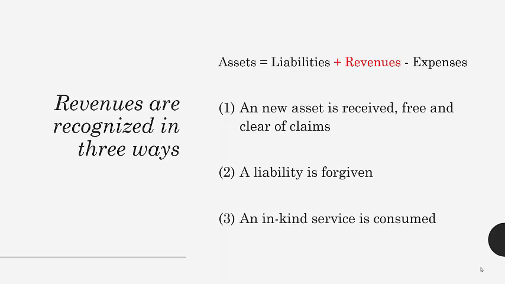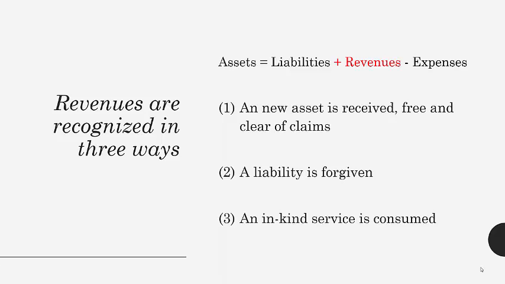The second way a revenue can be recognized is when a liability is forgiven. When this happens, the asset values that used to be obligated to outside entities are now free and clear, and therefore increase the owner's equity.